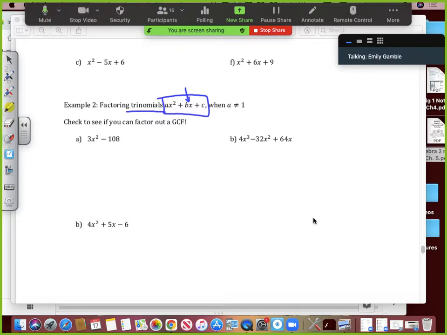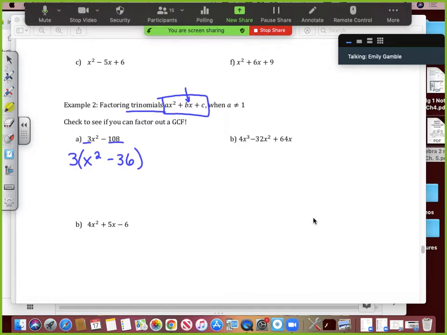Let's see what happens. The first thing you should always do when you see a problem that you have to factor is look for a GCF. So look at all of the terms and see, can you pull anything out of everything? So I don't really know. Let me just try. I see there's a 3 here and a 108. Let's see if 108 is divisible by 3. I'm going to do 108 divided by 3, and it is. 36 times 3 is 108. So what I'm going to do is pull out a factor of 3 from both terms.